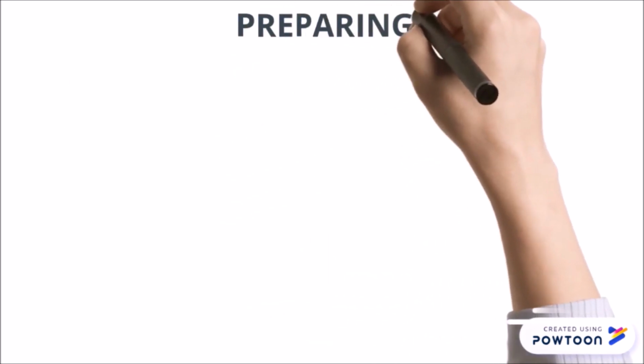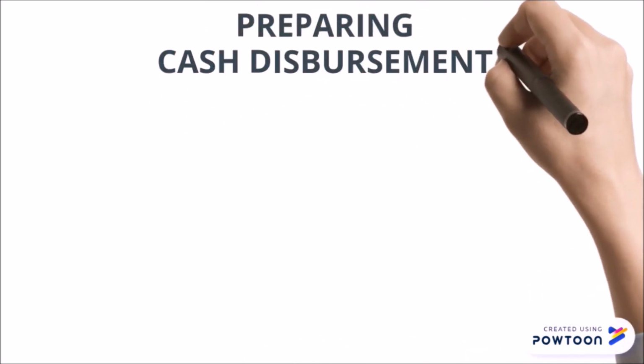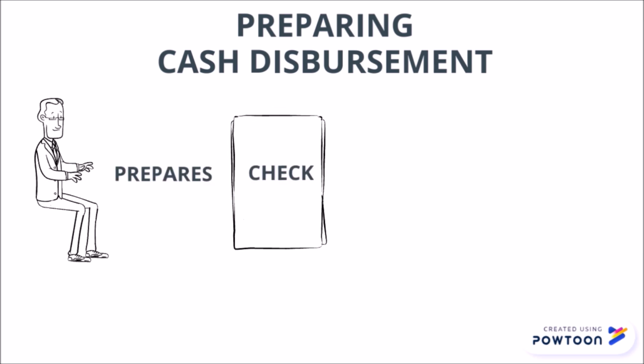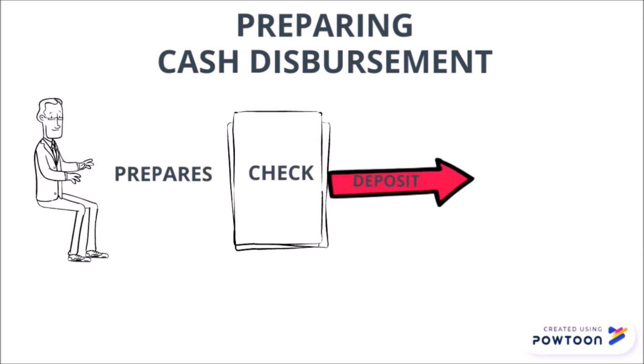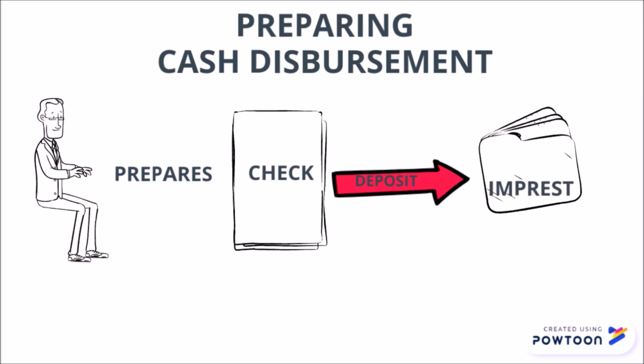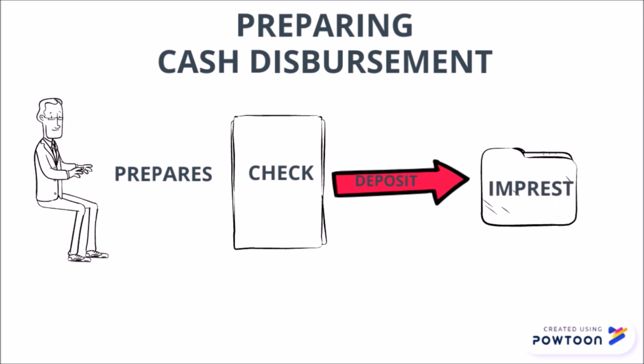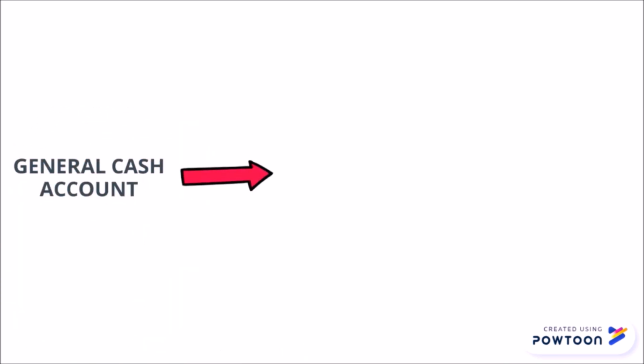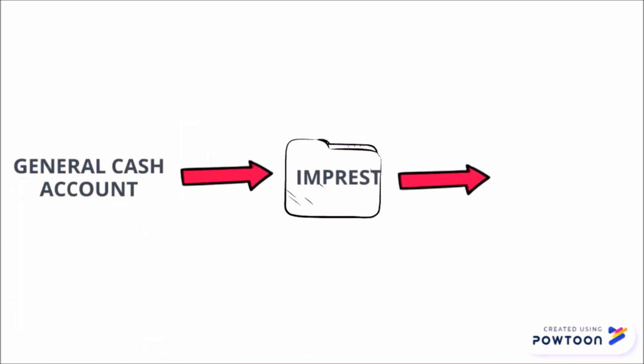Upon receipt of the voucher packet, the cash disbursement function prepares a single check for the entire amount of the payroll and deposits it in the payroll imprest account. The employee paychecks are drawn on this account, which is used only for payroll. Funds must be transferred from the general cash account to this imprest account before the paychecks can be cashed.